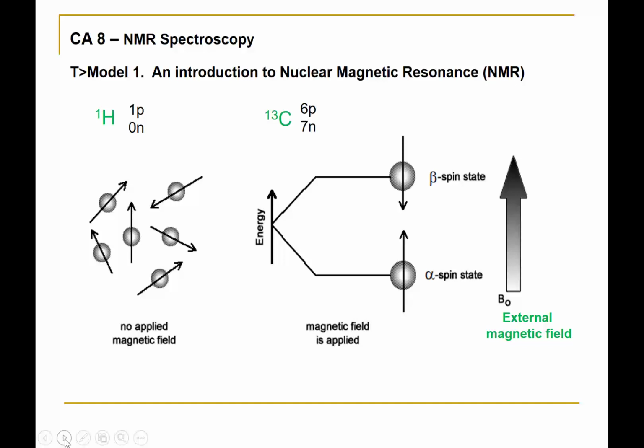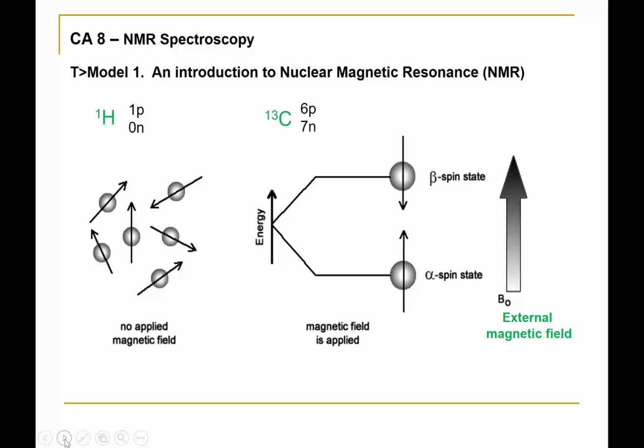The beta spin state protons would be of higher energy, but only slightly. So for instance, we might expect that 51% of the protons would be in the alpha spin state and 49% in the beta spin state. There's only a small difference in energy between these two states.